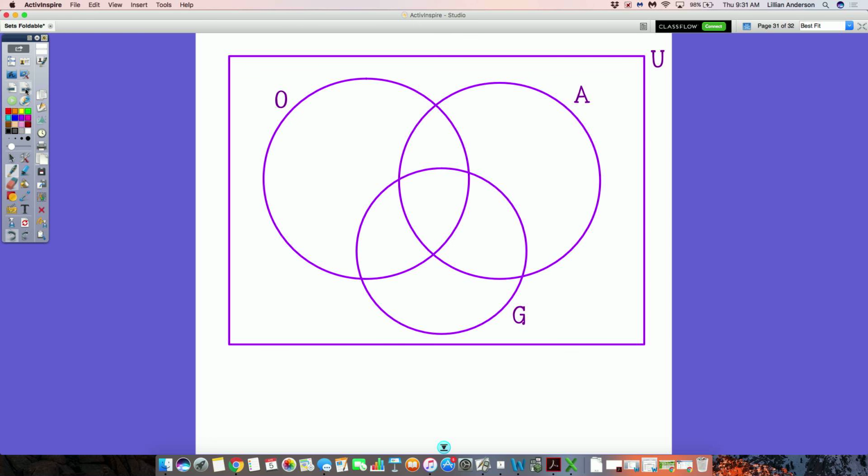So we need a universal set, and we do need intersecting circles with all 3. Because there are some people who like all 3 juices, some that like just the 2. And we want to make sure we label them O, A, and G. Sometimes they'll tell you how to label it, but if they don't, then it's up to you. But I wouldn't try to stray too far away from it. If it says orange, use O, apple, use A, G, use for grape.